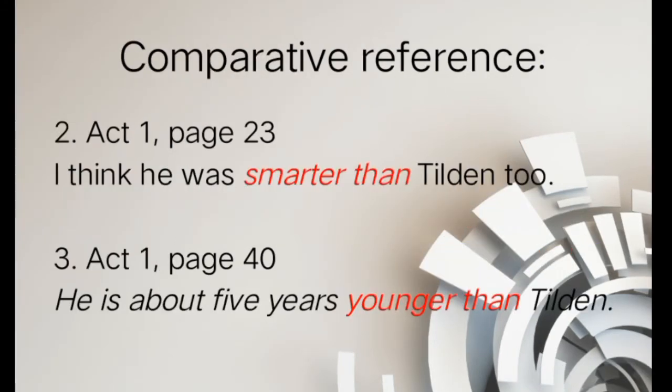The third analysis is comparative reference, Act 1, page 23. "I think he was smarter than Tilden too." Smarter than is a comparative reference. Act 1, page 40. "He is about 5 years younger than Tilden." Younger than is comparative reference.